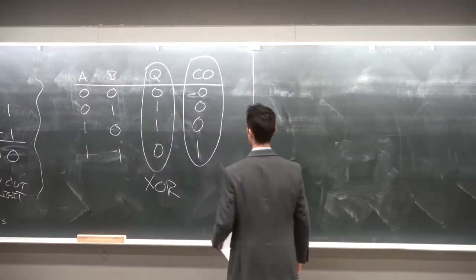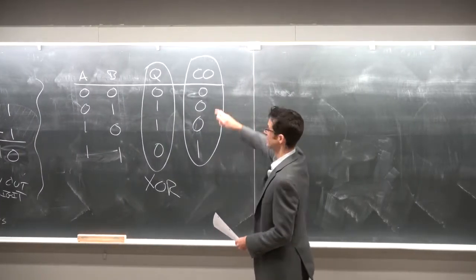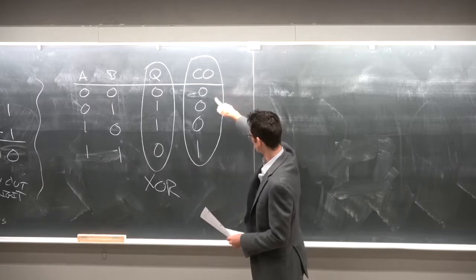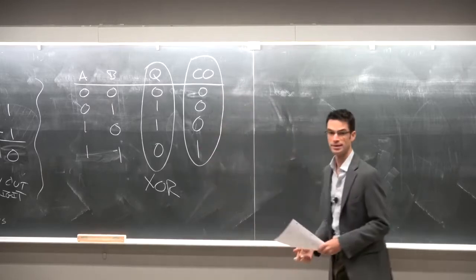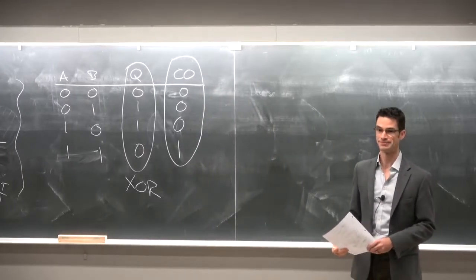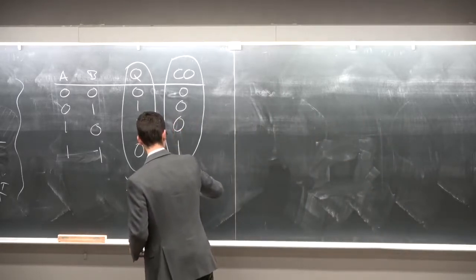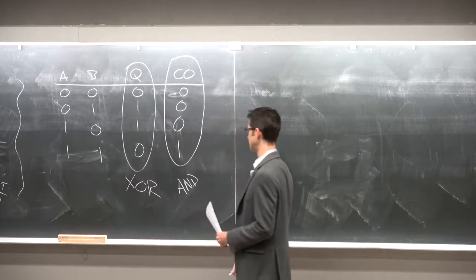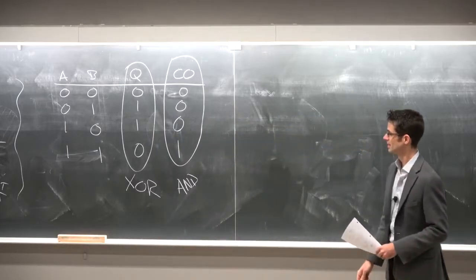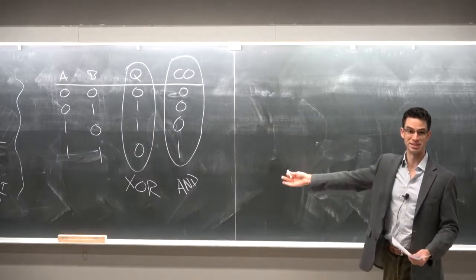A Klingon name, perhaps. The carryout digit, 0001. How about this one? And. So if we have an XOR gate and an AND gate, then we can add two digits together.